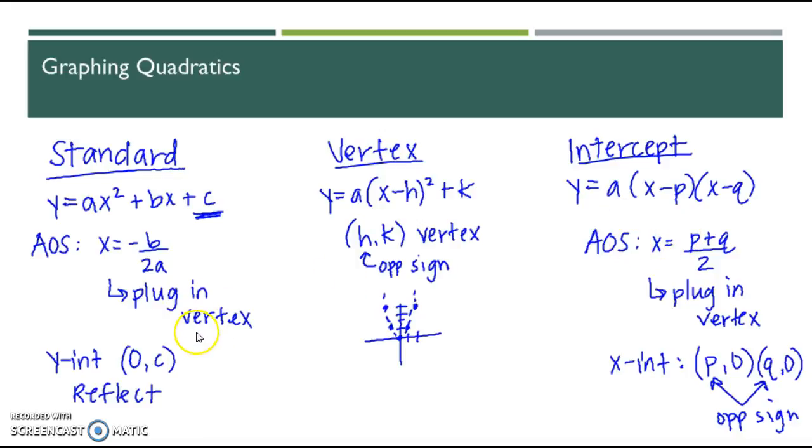Okay, so in standard form, your 3 points come from your vertex, your y-intercept, and the reflection. In vertex form, you have your vertex, but then you have to find at least 2 other points, and you can do that by making a table, using your y-intercept, or using the pattern we have from our parent function. In intercept form, you find your vertex with the axis of symmetry, and then you use your x-intercepts as your other 2 points. You always have the option of just making a table to graph anything, including these quadratics. These are just the shortcuts that allow us to get the important information, and that's it.